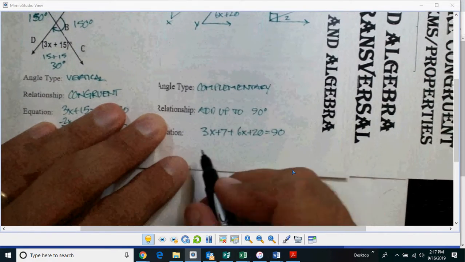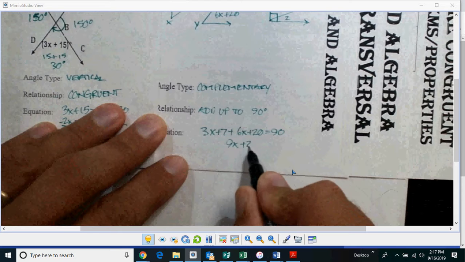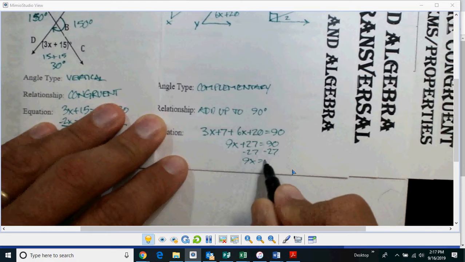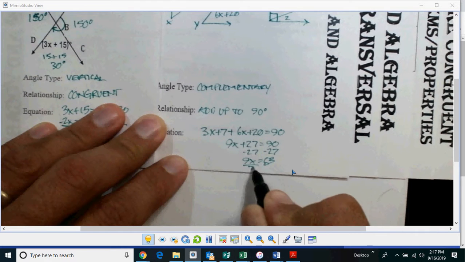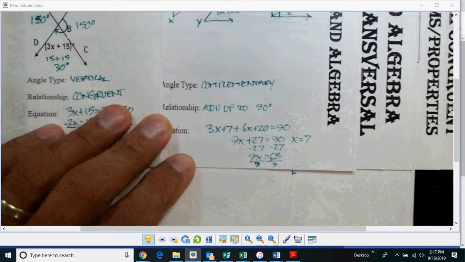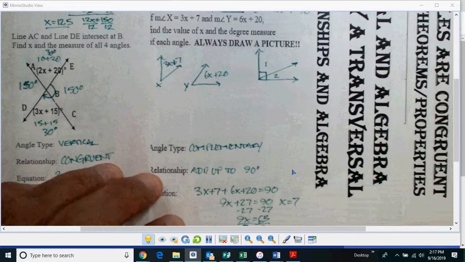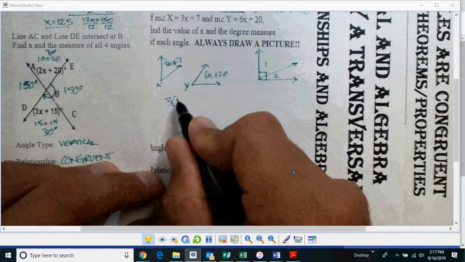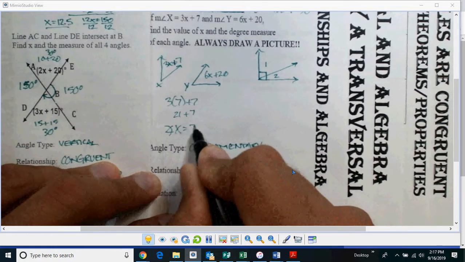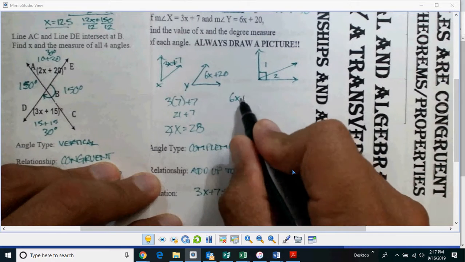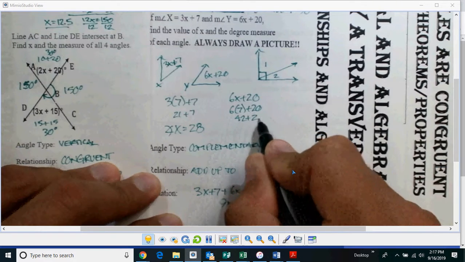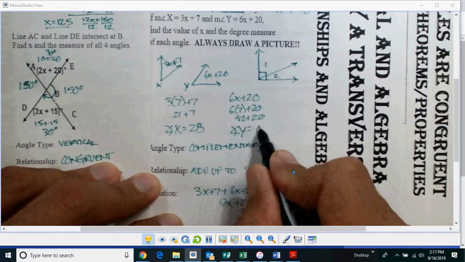So now it's just algebra. 3 plus 6 is 9, 20 plus 7 is 27, equals 90. Subtract 27. I get 9x equals 63. Divide by 9, and I get x equals 7. So if x is 7, I go back and plug each one in. 3 times 7 plus 7, 21 plus 7, so angle x equals 28. And 6x plus 20, 6 times 7 plus 20, 42 plus 20, which is angle y, is 62.